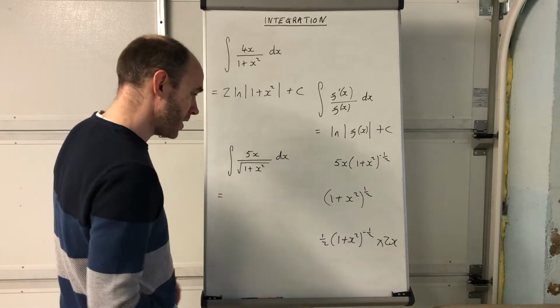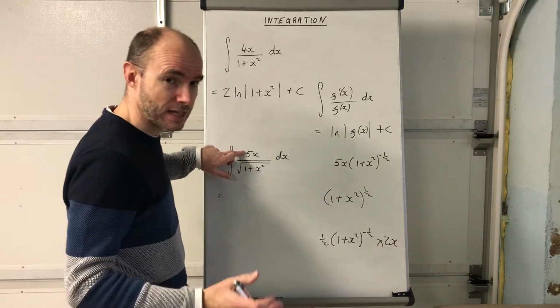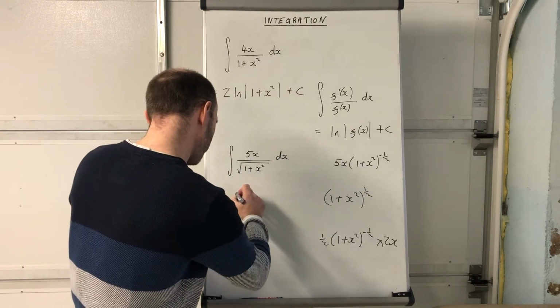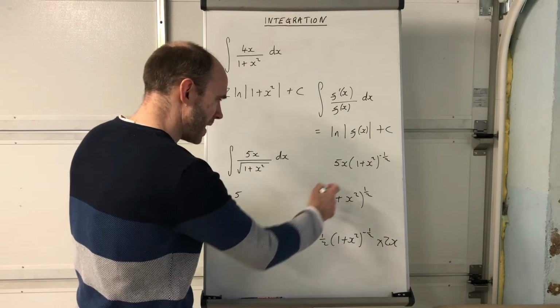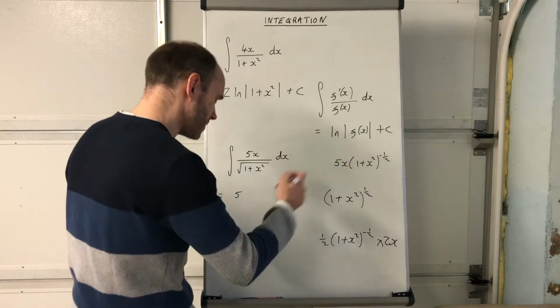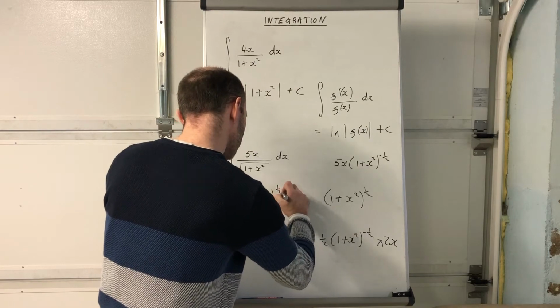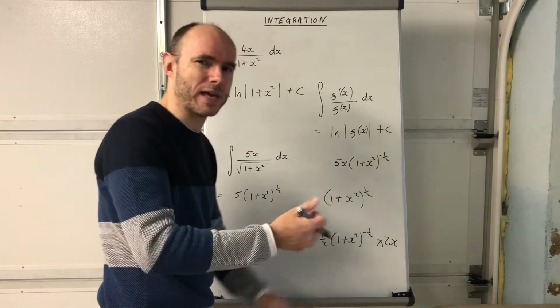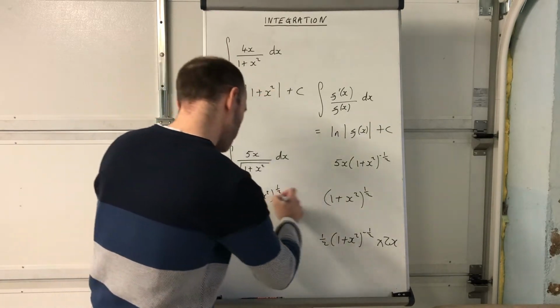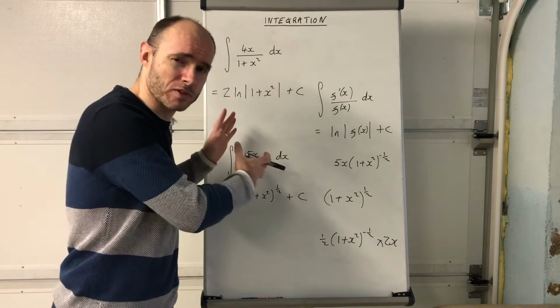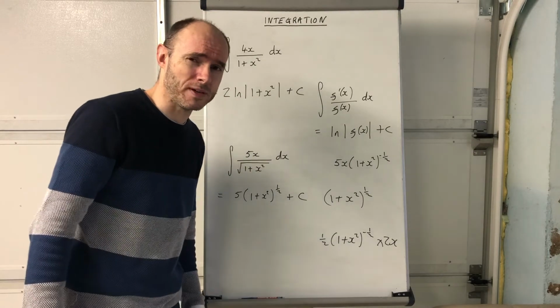The only thing that's needed is the 5. So we'll write our answer as 5, and then either power of a half or square root. It's up to you. I'm going to write it as power of a half, because there's nothing to be gained by writing it as the root, and then plus c. I'm hoping those couple of examples are quite straightforward for you.